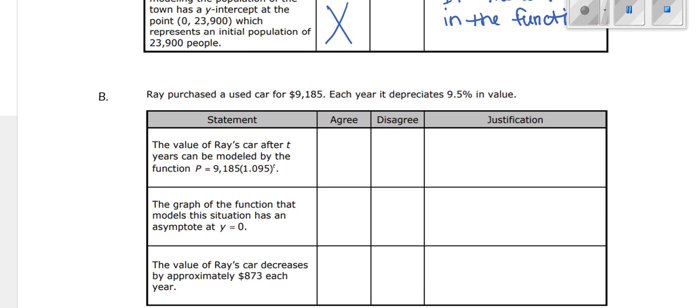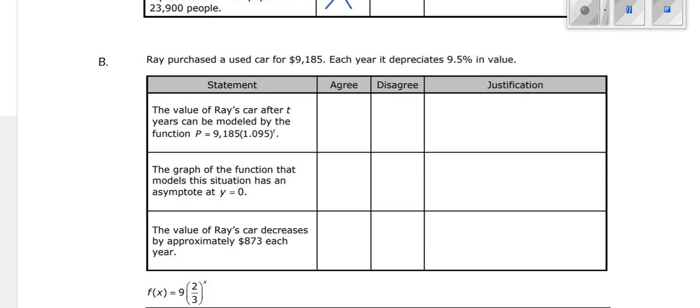Okay, B. Ray purchased a used car for $9,185. Each year it depreciates 9.5% in value. So the value of Ray's car after t years can be modeled by the function P equals 9,185. I disagree. It says it depreciates, so it needs to be decaying, and this would not result in a decay. So we need to make sure that it needs to decay.